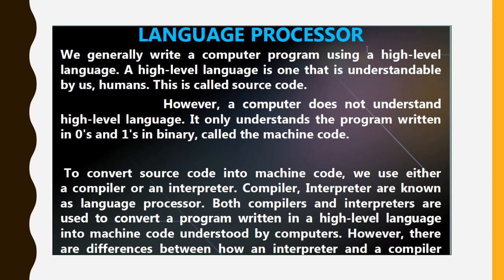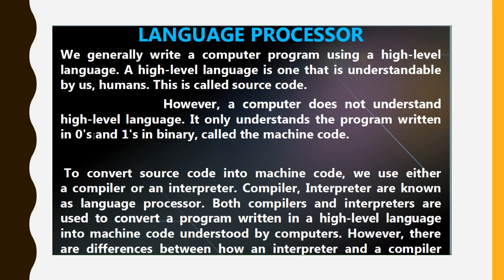Why do we use a language processor? It is generally used to write a computer program using a high-level language. High-level language means what? That language which we have to convert into machine language, and a high-level language is understandable by human beings. Okay, this is called source code. High-level language is known as what? Source code. In the next chapter you will learn Python. So under Python we write codes. So those codes are known as what? Your source code.